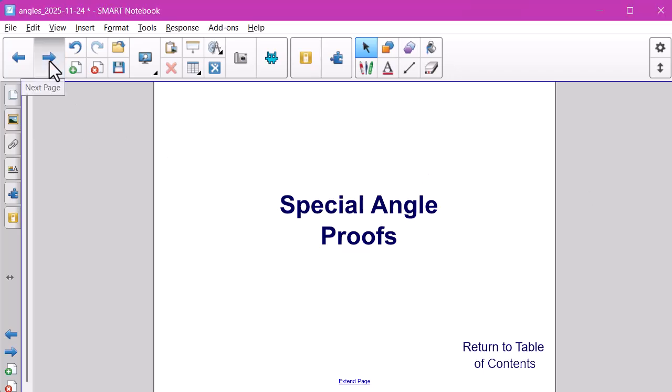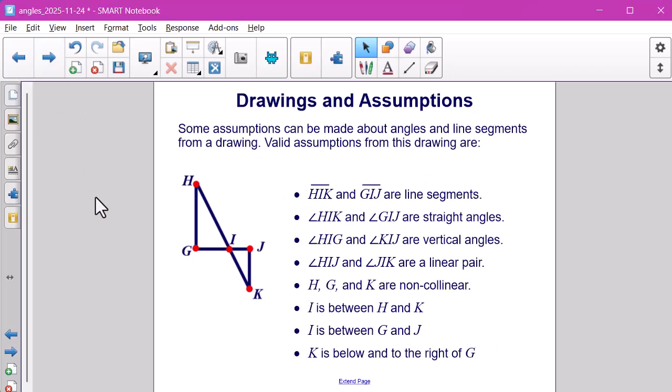Special angle proofs. Some assumptions can be made about angles and line segments from a drawing. Valid assumptions from this drawing are that segment HIK and segment GIJ are line segments, angle HIK and angle GIJ are straight angles, angle HIG and angle KIJ are vertical angles, angle HIJ and angle JIK are a linear pair, which then would make them supplementary.